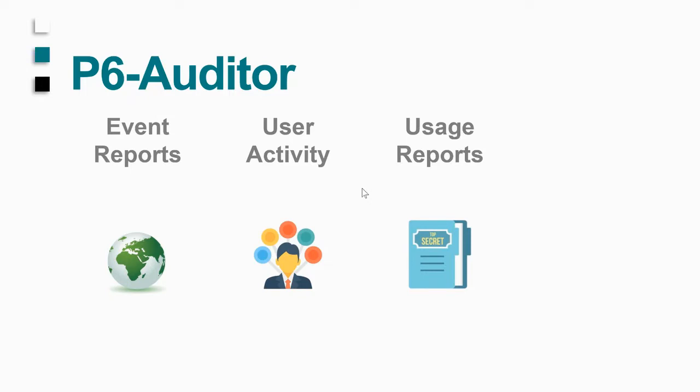And then usage reports. So where are things being used? We've got usage reports in our P6 Loader tool as well. So we've cross-pollinated that functionality, but we also have it in Auditor. So we can see where things are actually being used. Where is a calendar actually being used? Where is a resource actually being used?